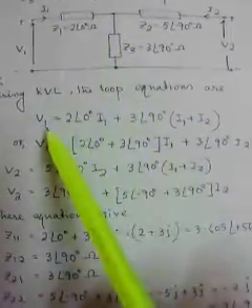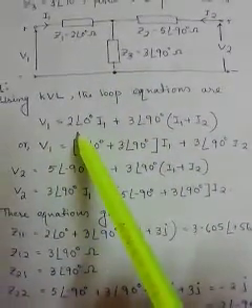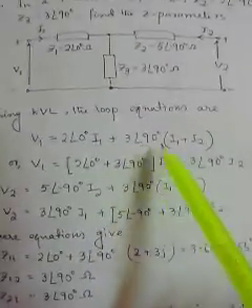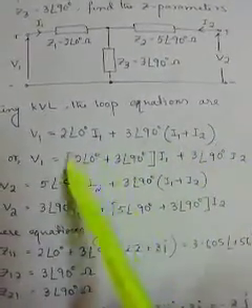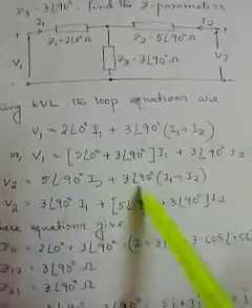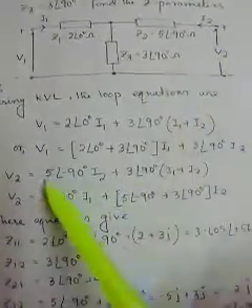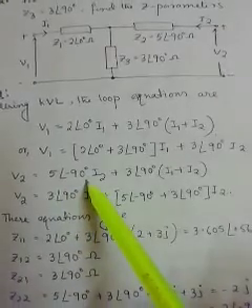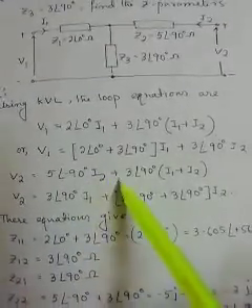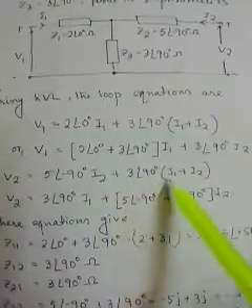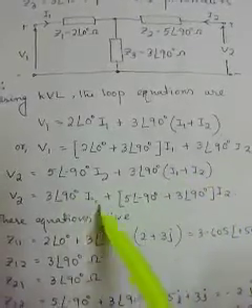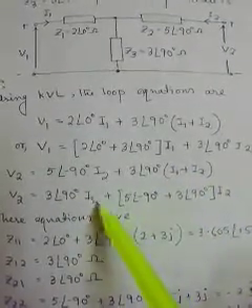So the method remains the same. We are forming the two loop equations here also: V1 equals 2 angle 0 degree into I1 plus 3 angle 90 degree into I1 plus I2. Then we are just separating the coefficients. Same for the second loop equation. We are writing V2 as equal to 5 angle minus 90 degree into I2 plus 3 angle 90 degree into I1 plus I2, and we are separating the coefficients of I1 and I2.